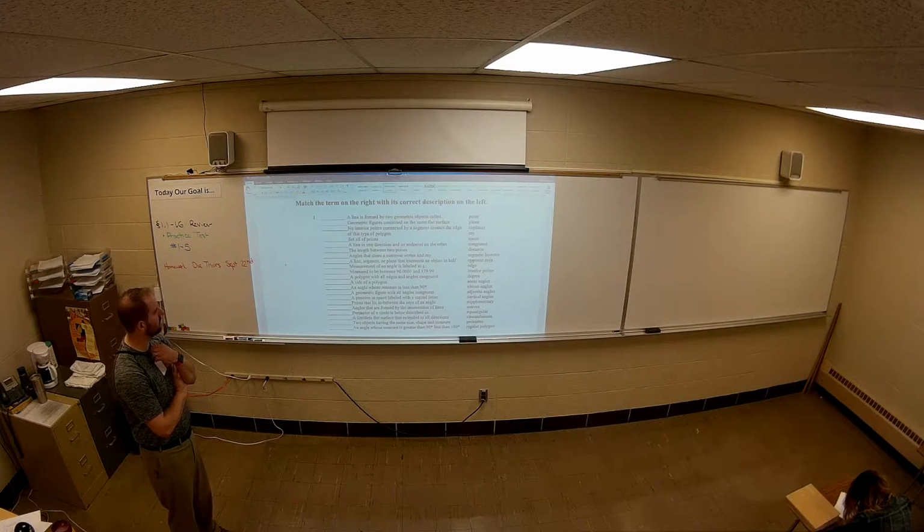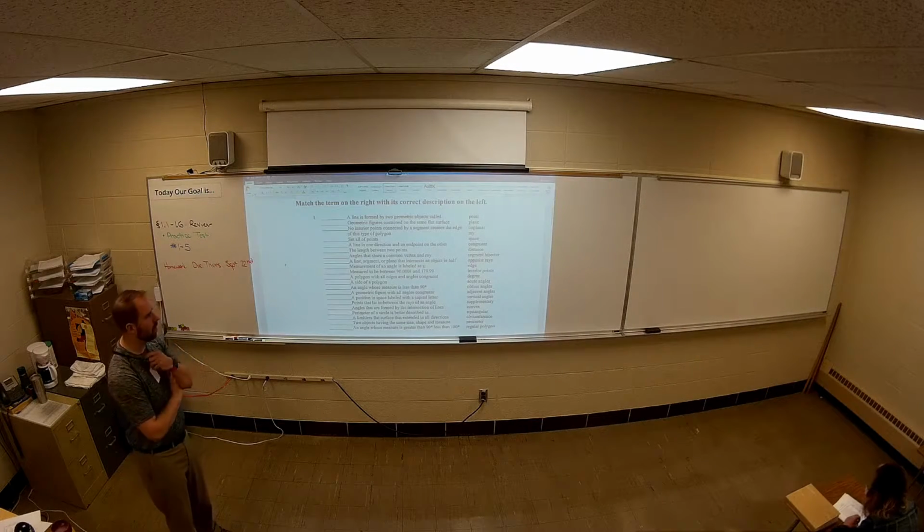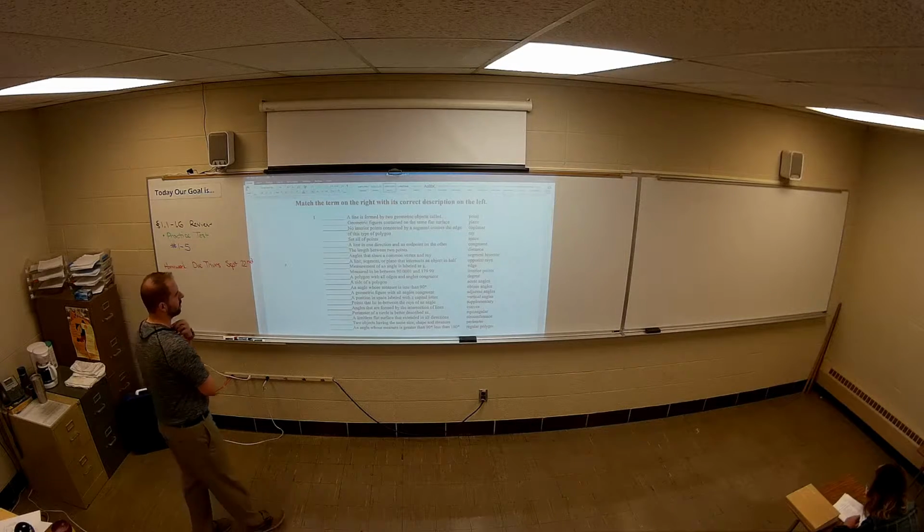Around a geometric figure. I don't know if that's what that is. So, okay. A regular polygon is a polygon where all the angles and all the edges are congruent.